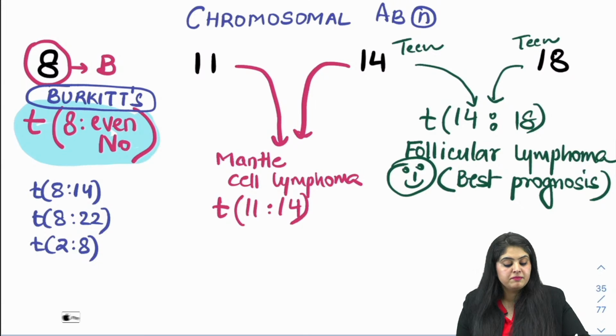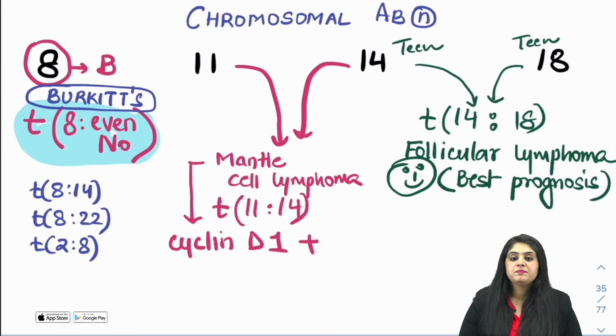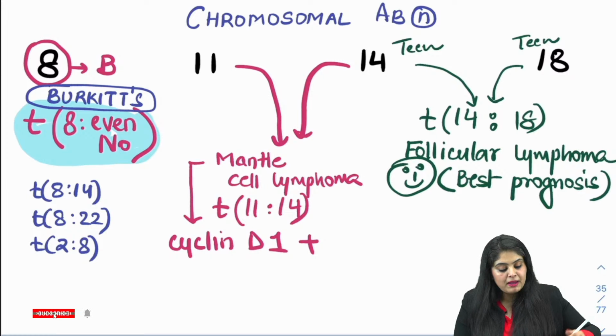That is mantle cell lymphoma. And remember, mantle cell lymphoma is cyclin D1 positive. And they will ask you a question. Mantle cell lymphoma is cyclin D positive, E positive, A positive. Lots of numbers and alphabets will be written. Cyclin A, B, C, D. So remember, ma'am, mantle.